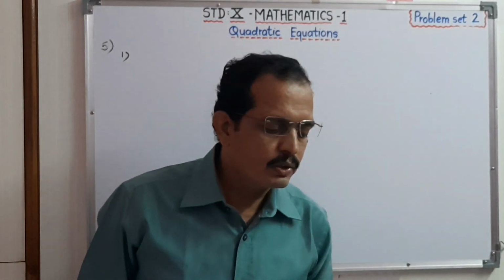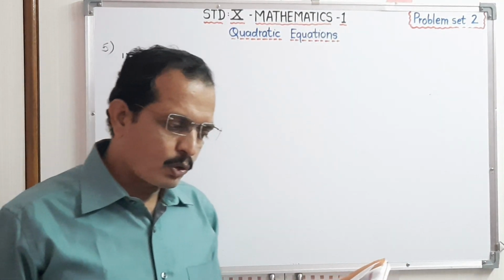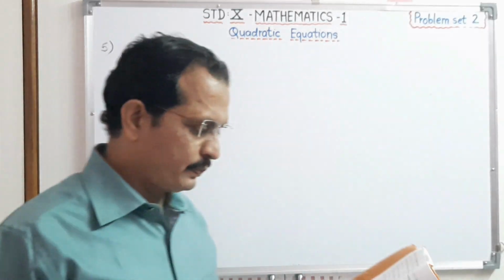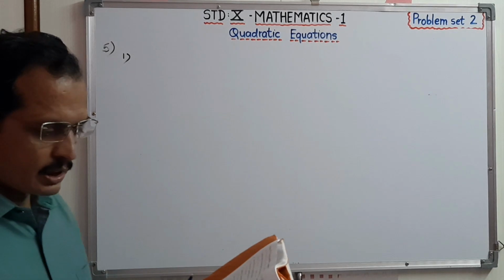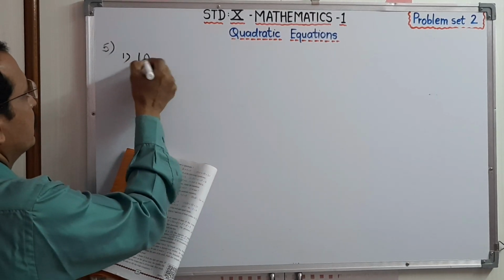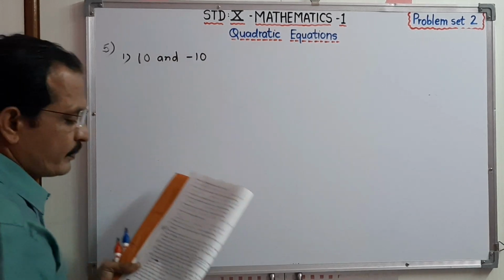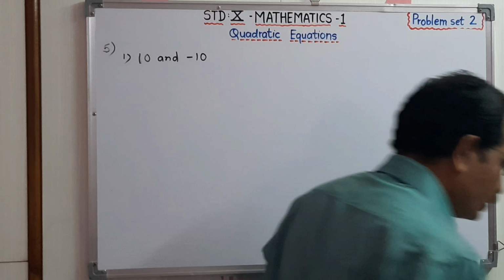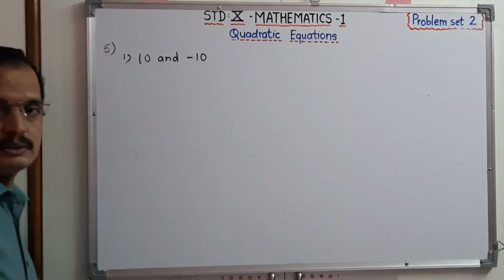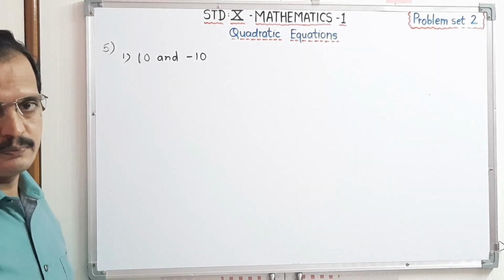Let's start with question number 5. The two roots of a quadratic equation are given. Frame the equation. In that, three questions are given. First one is 10 and minus 10. That means one root is 10 and the second root is minus 10, and we have to frame the equation.